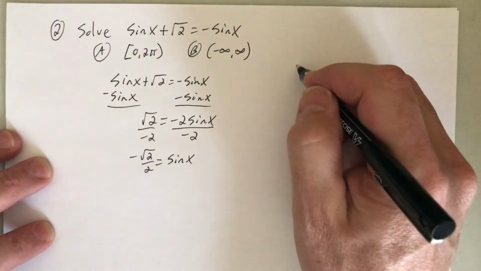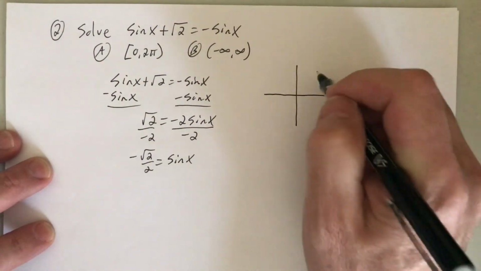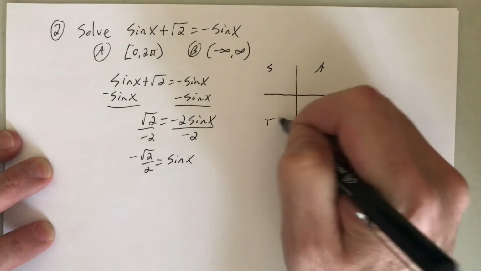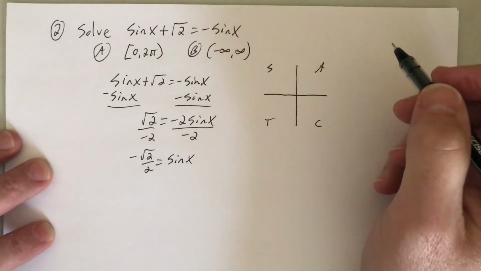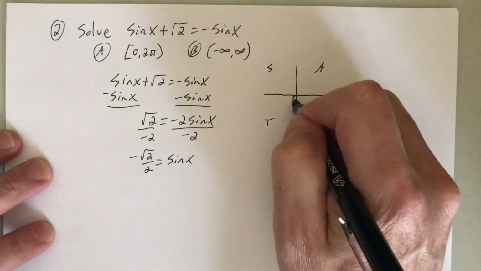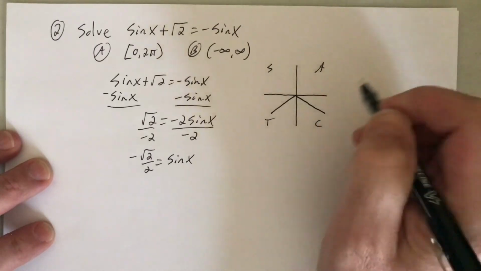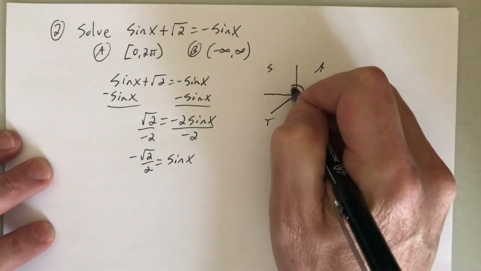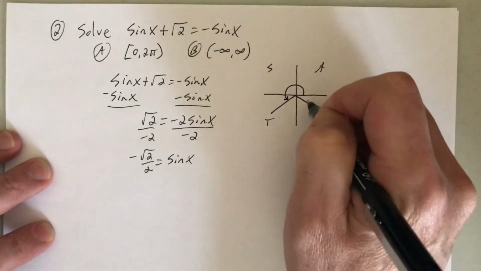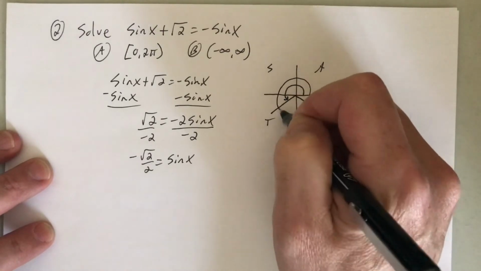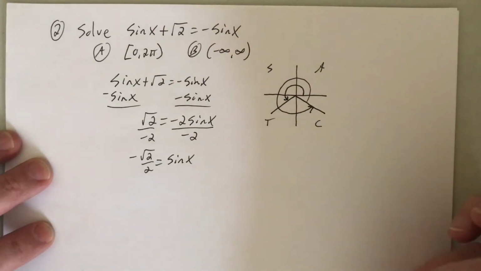So if I go to my coordinate plane, all students take calculus. Where is sine negative? Sine is negative here and sine is negative here. So my quadrant 3 angle is going to be this right here, and then my quadrant 4 angle is going to be from here to here.